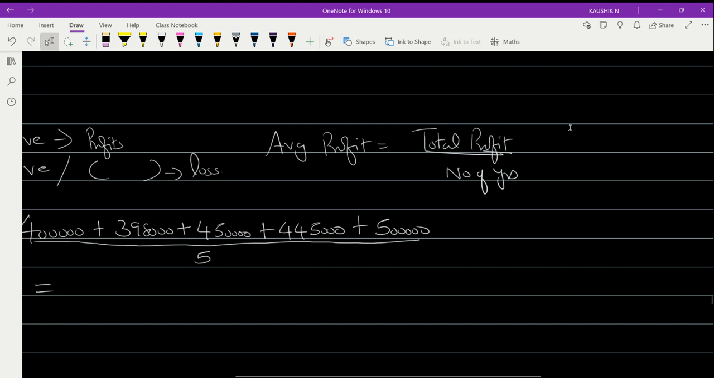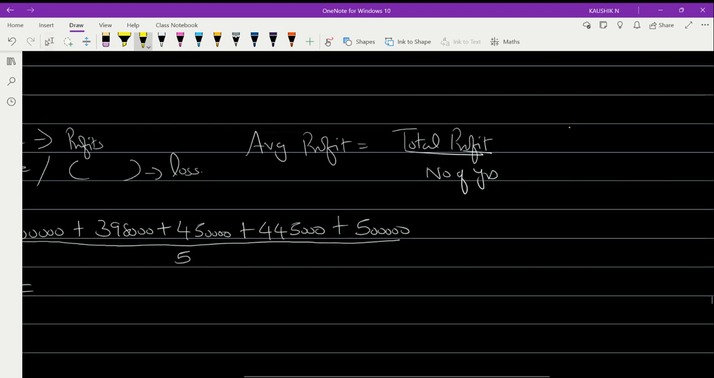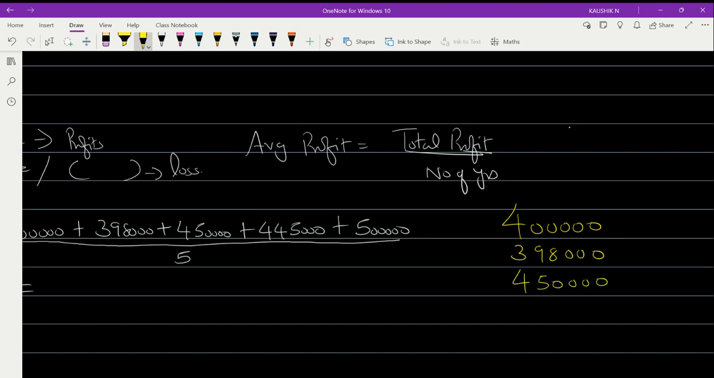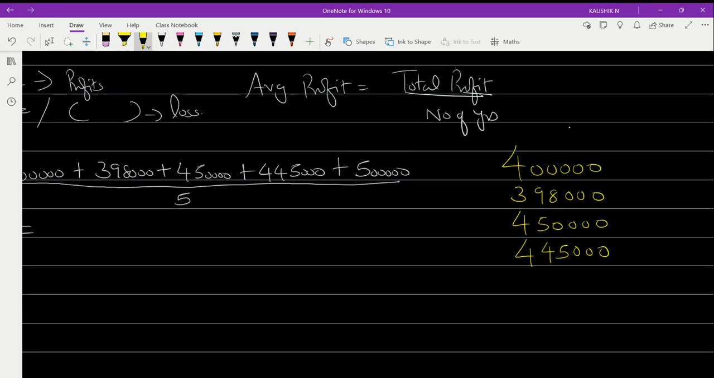Do you want me to perform the addition? No issues, I'll do it. 4 lakh, then 3 lakh 98,000, then 4 lakh 50,000, then 4 lakh 45,000, and finally an amount of rupees 5 lakh.